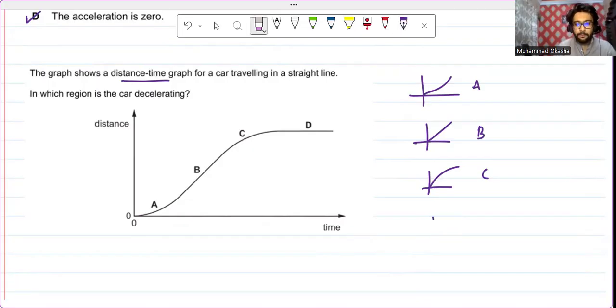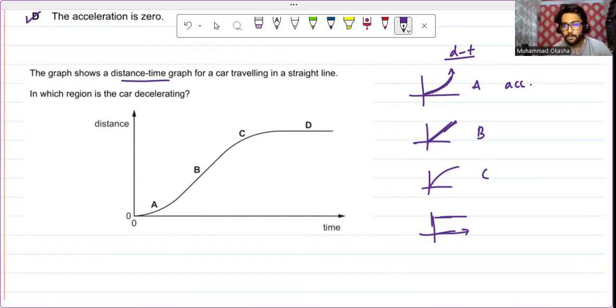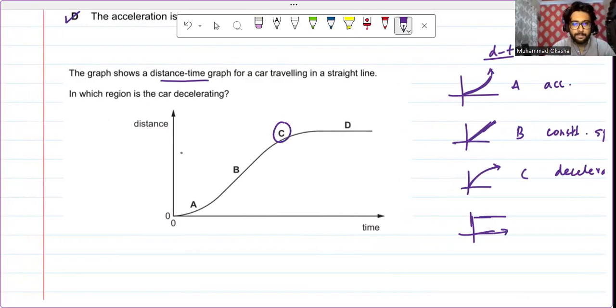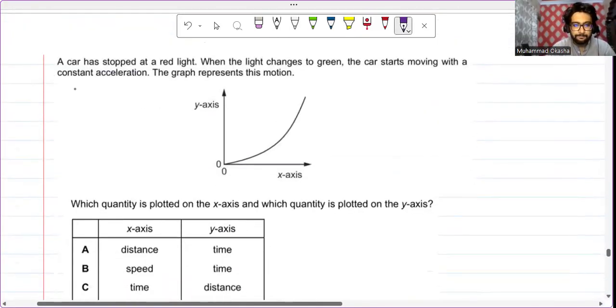Now I would encourage you to go back to the graphs and see what each of these means. If you're talking about distance time graphs, if there's a graph that's a straight line with a positive slope, this is a line that represents constant speed. And there's a graph that's going horizontal, which means that this represents deceleration. So the answer is going to be C, because it represents deceleration.